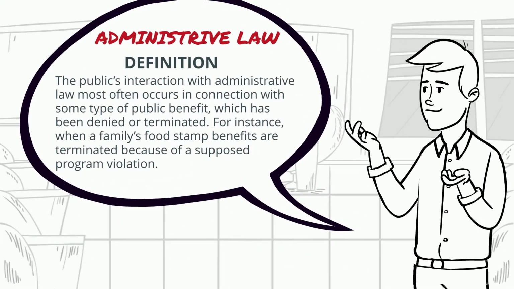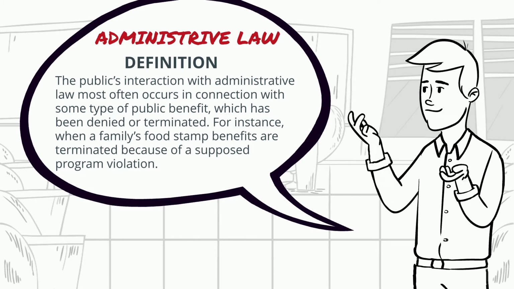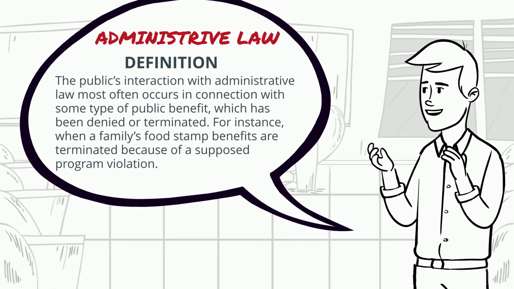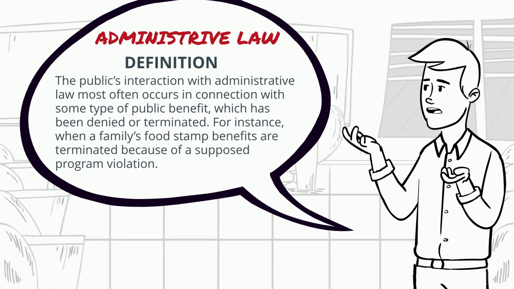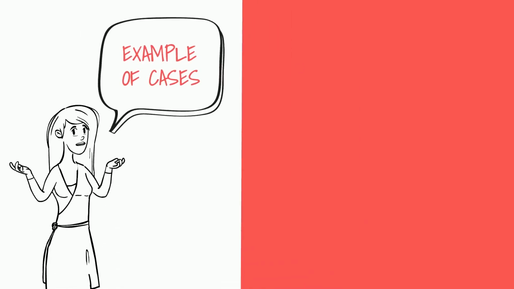The public's interaction with administrative law most often occurs in connection with some type of public benefit which has been denied or terminated. For instance, when a family's food stamp benefits are terminated because of a supposed program violation. Example of cases.